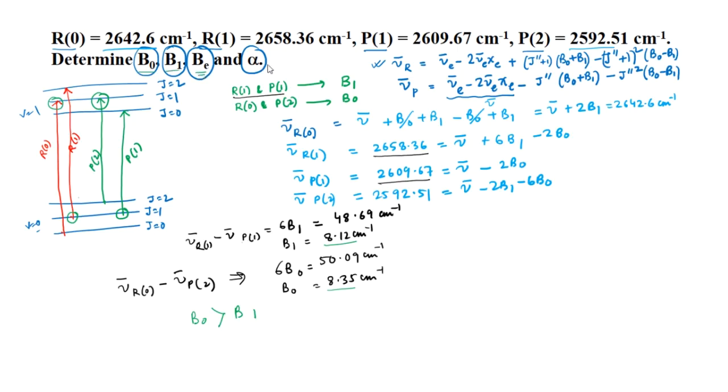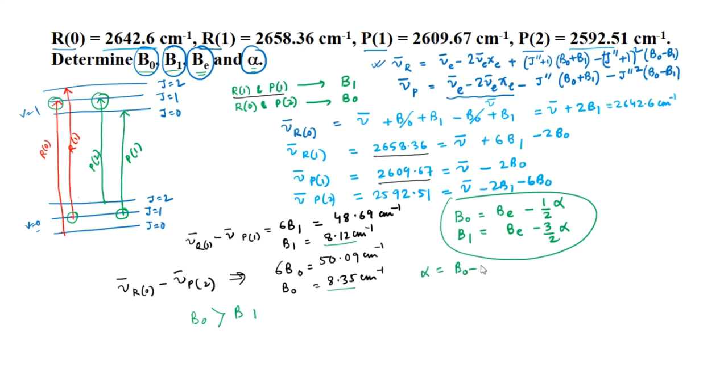Now we need to find BE and alpha. Using the expressions we discussed in this lecture, we can write B0 equals BE minus half alpha, and B1 equals BE minus 3 by 2 alpha. If we solve these two equations, we get alpha equals B0 minus B1, which is 0.23 wave numbers. This is a small positive number. And we get 2 BE equals 3 B0 minus B1, so that is 16.93 wave numbers.